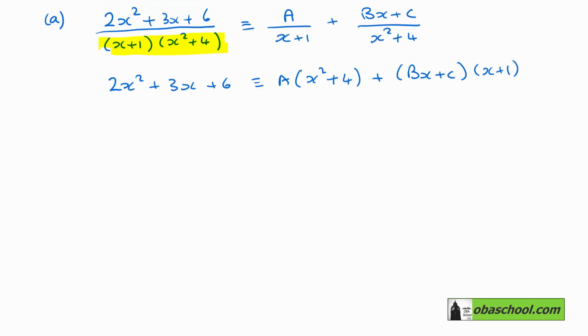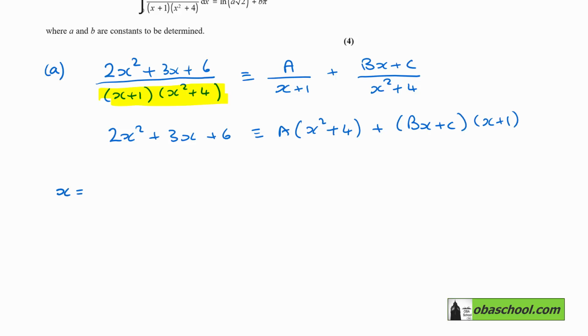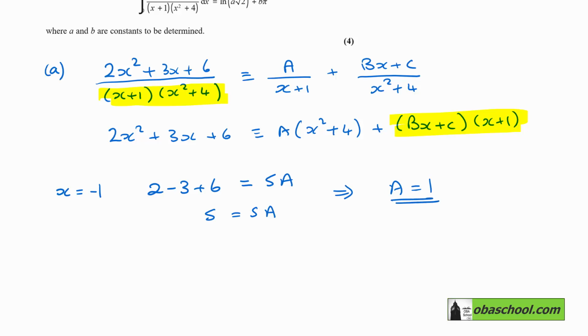Now we can start this by taking x equal to -1. If we do that, the left-hand side here becomes 2 take away 3 plus 6. On the right-hand side, we know that all of this is going to become 0. And so we have A multiplied by 1 plus 4, so 5A. So that is 5 equals 5A, and that means that A is equal to 1.